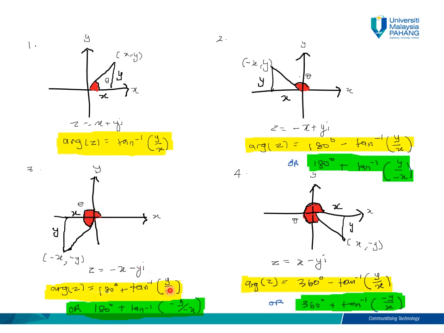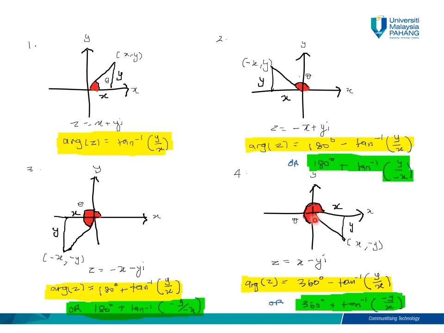Okay, but if you want to put both negative, you still use the same formulation, because when negative is divided by negative, you will still get the positive, the same. And the last one, if x is positive and y is negative, so in the fourth quadrant, we want to find this shaded area, the red one.